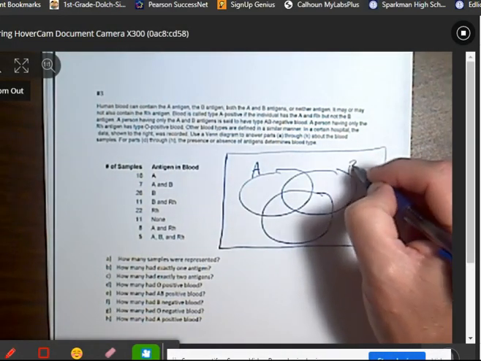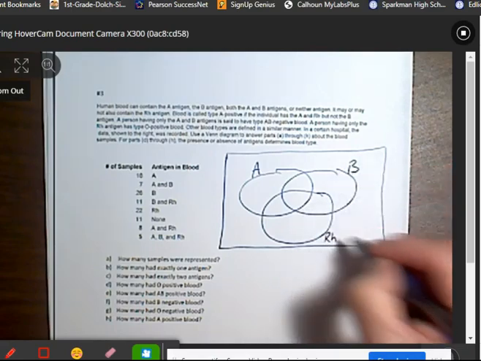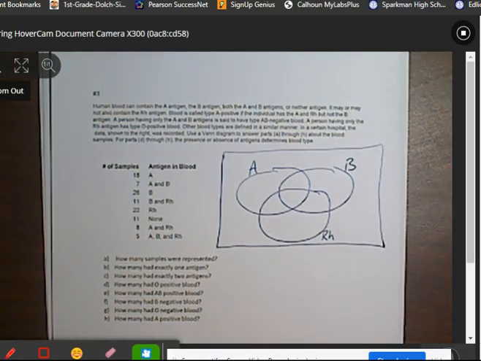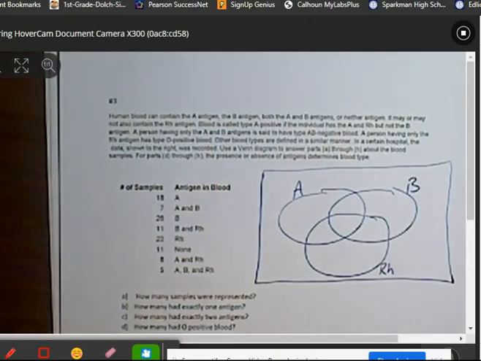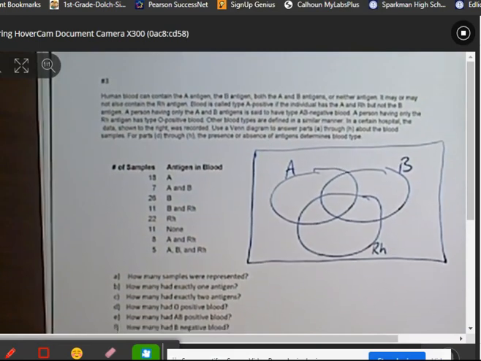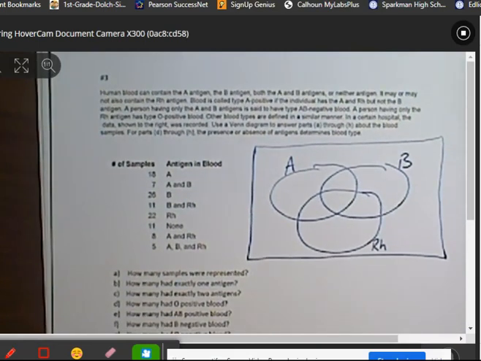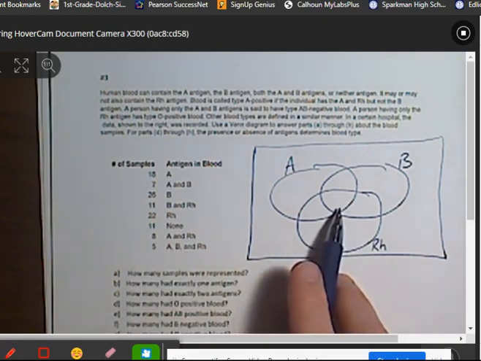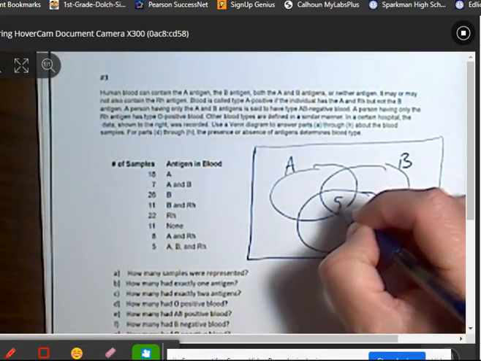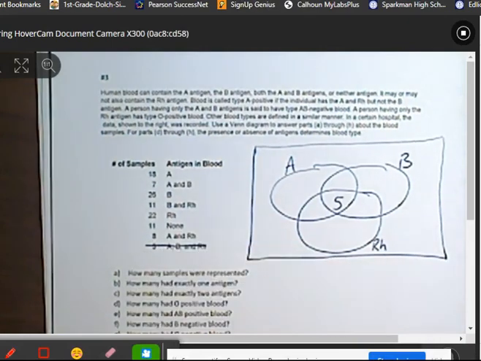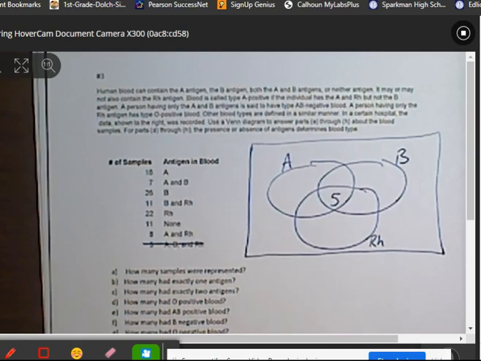There's the A, there's the B, and then the RH. Okay, and if you read through this one, basically the same thing. The part that has the A, the B, and the RH right in the middle here, there are 5 people. Okay, so you would go through and knock that one out.